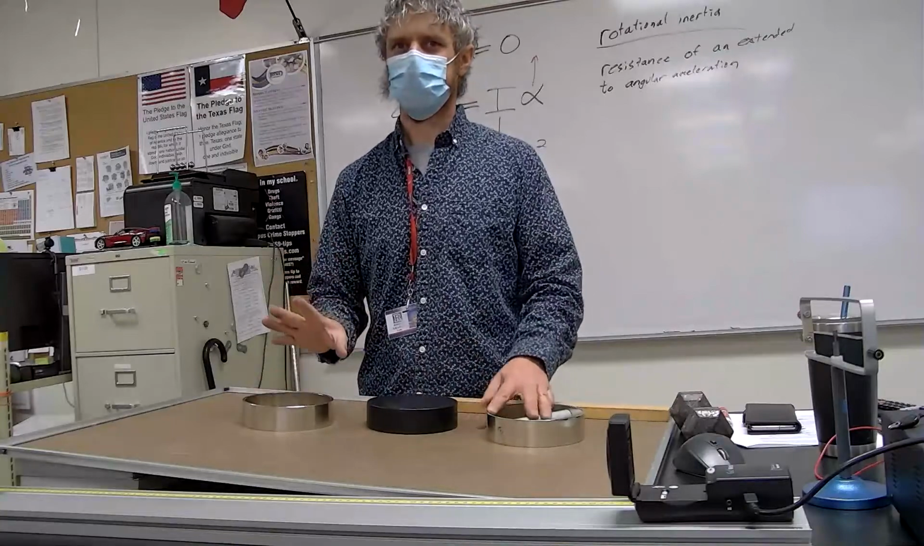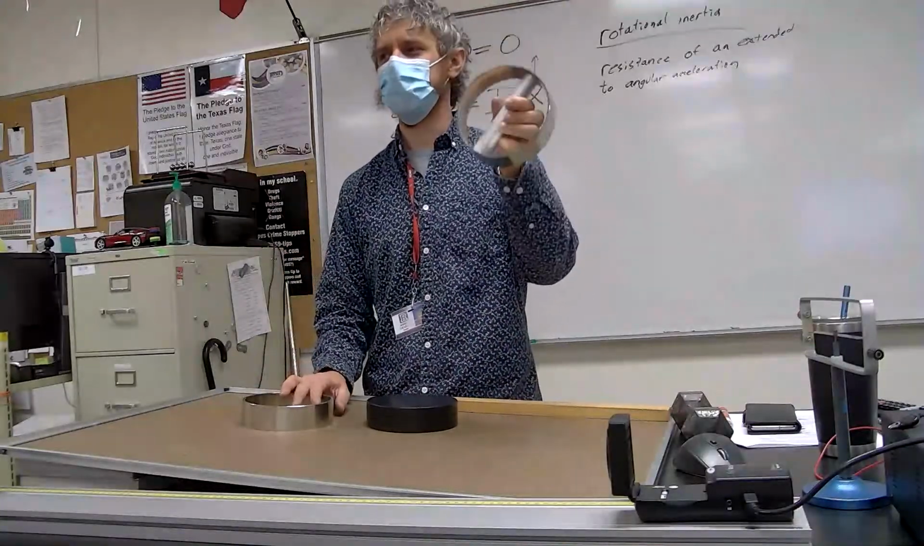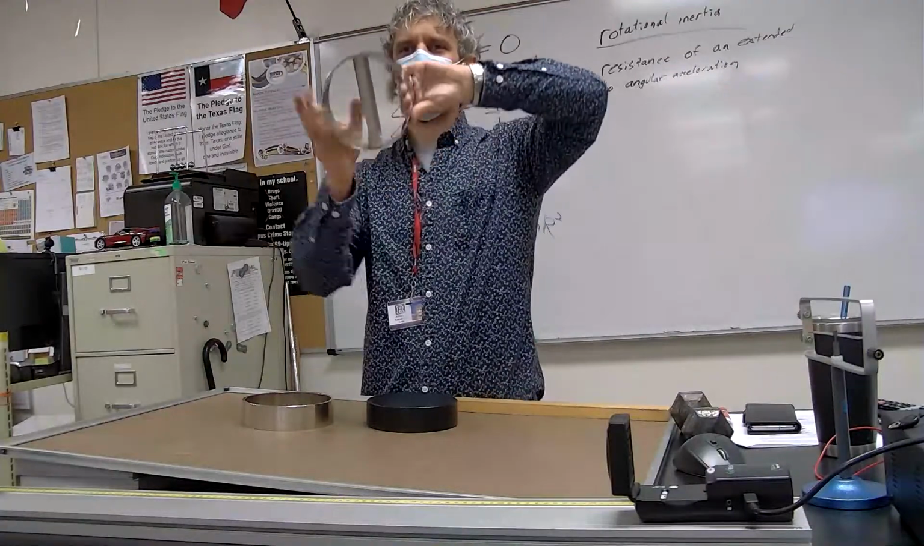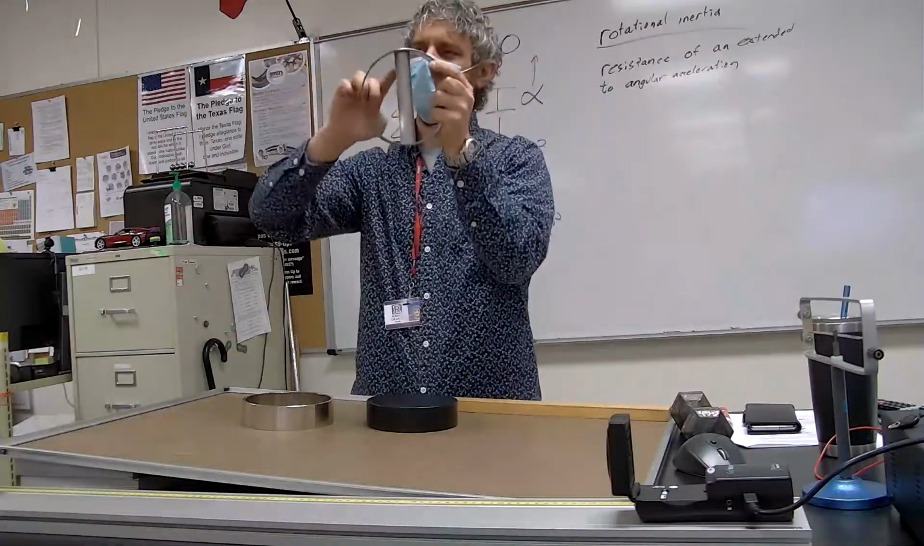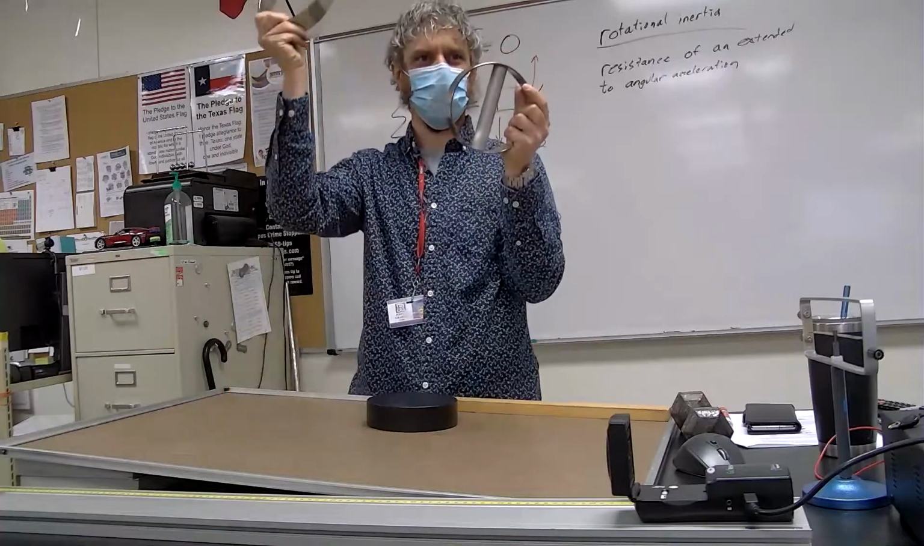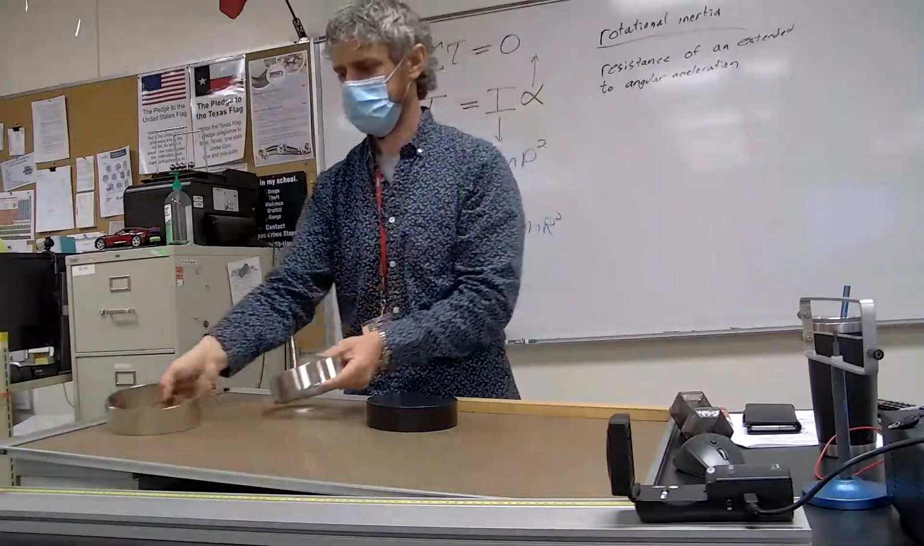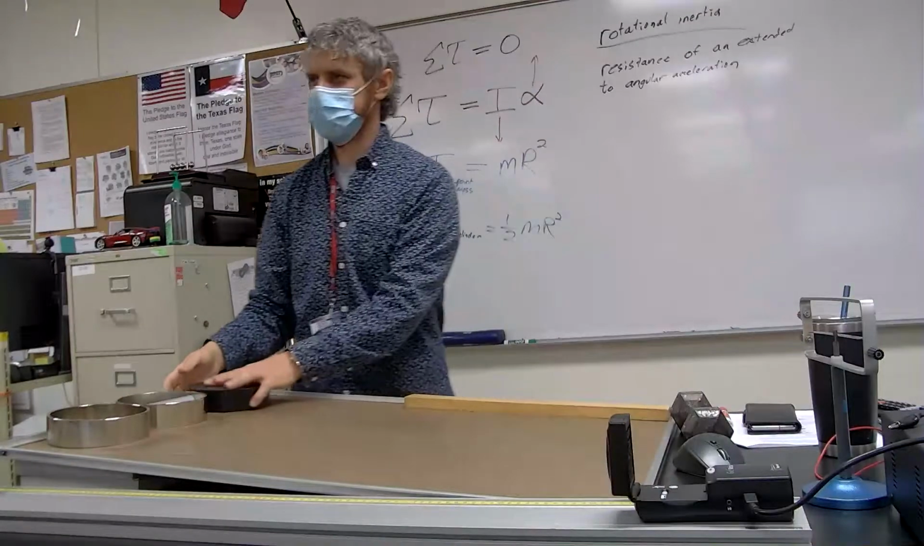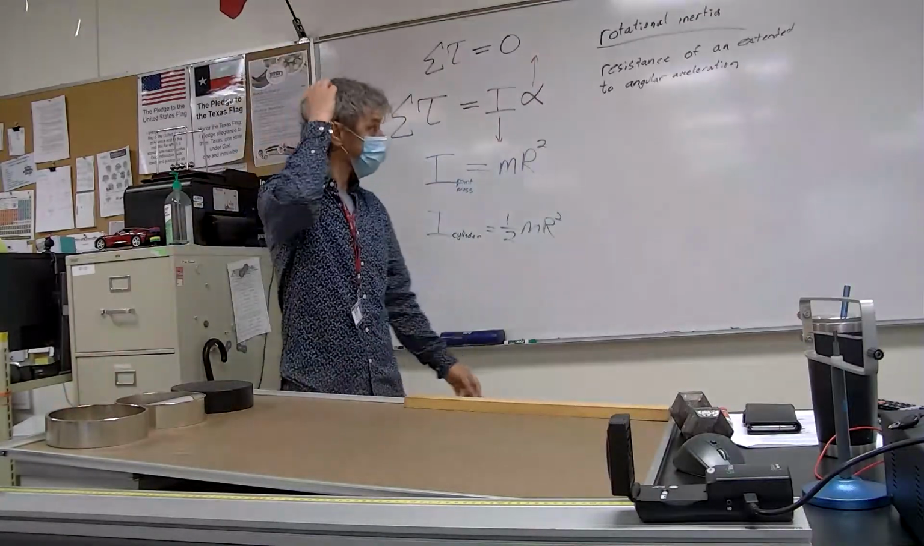Making sense? And the reason that this one is in the middle is because most of its mass is congregated to the outside, but it's still got some towards the center, and so that'll reduce the rotational inertia a little bit from where it would be here. Okay. Make sense? Yep. All right.